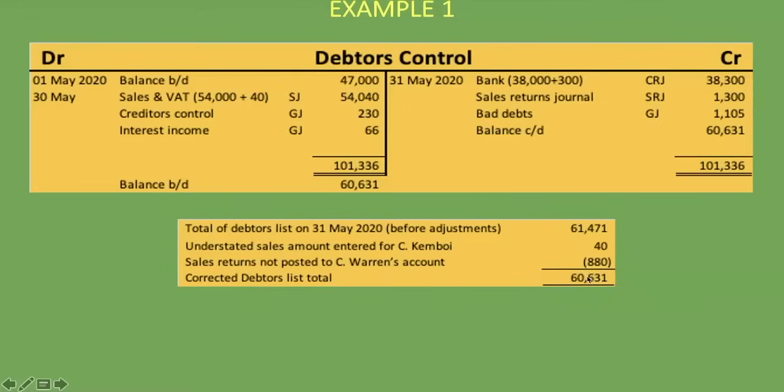And you can see the total balance in our debtors control account is the same as the total balance in our debtors list total. And I hope you have followed along well. I hope you're able to see how we reconcile our debtors control account to our debtors list and see how we do every item together.